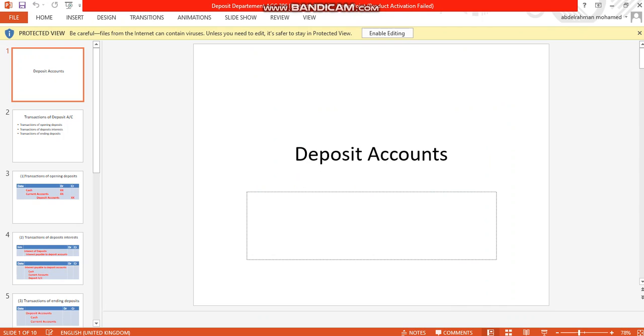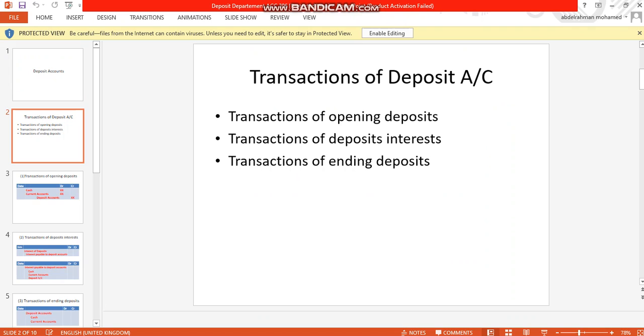Today we will start the second activity in banking system, which is deposit accounting. Transactions related to deposit accounts, we have three transactions. The first, opening a deposit, and the second, calculating the interest. The third, ending the deposit.